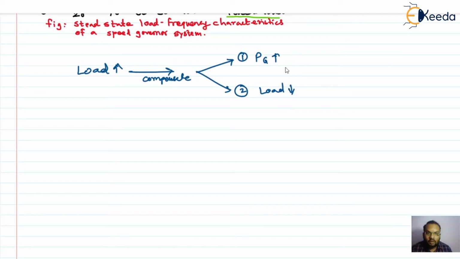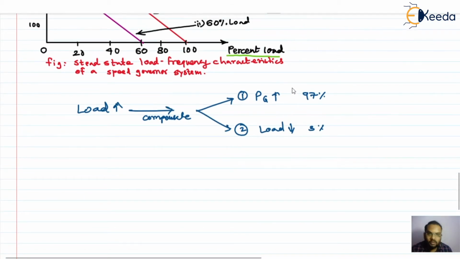Practically, in a practical power system, 97% of the time we go with increasing the generation. Specifically, let us keep it as 97%. 97% of the increase in the load will be compensated by the increase in the generation, and only 3% compensation is done by reducing the load. So this we can understand from this graph.